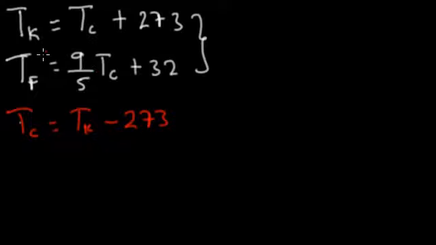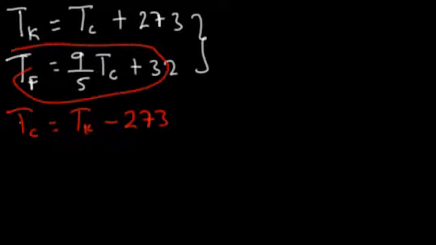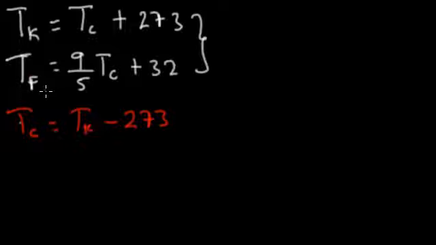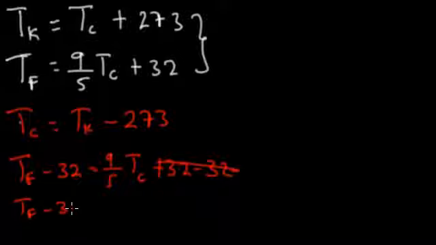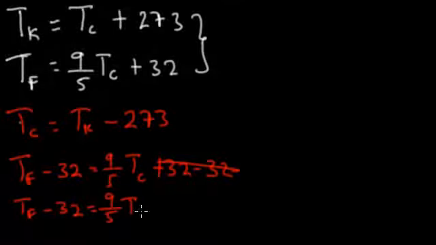Perfect. Similarly, we can use the second equation to determine the equation that will help us get the temperature in Celsius given the temperature in Fahrenheit. So let's isolate T sub C just as we did in equation 1. First and foremost, let's subtract 32 from both sides. This means we have T sub F minus 32 equals 9/5 multiplied by T sub C plus 32 minus 32. This cancels out and we end up having T sub F minus 32 equals 9/5 times T sub C.